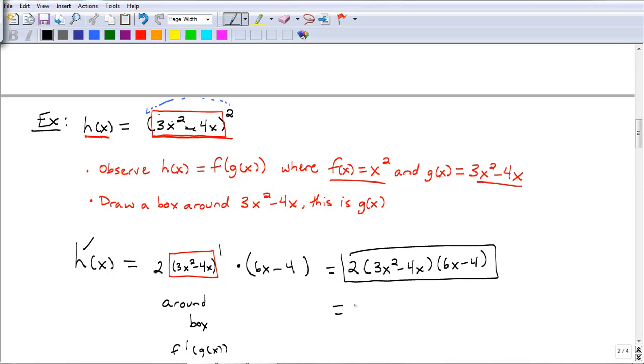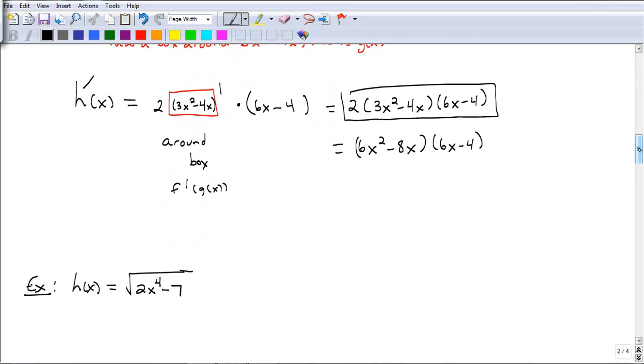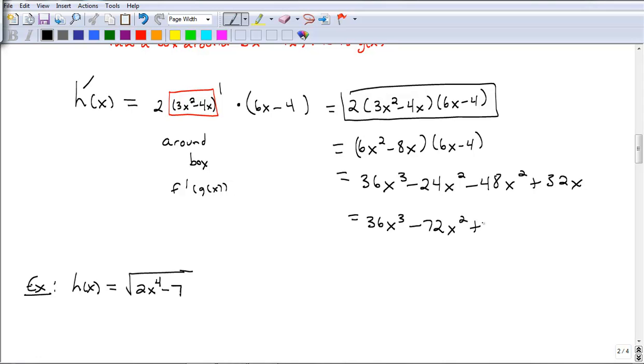Now if you wanted to expand it out, this is 2 times 3x squared minus 4x times 6x minus 4. This is just so I can write it a different way. If you multiply this out, you get 36x cubed minus 24x squared minus 48x squared plus 32x. And so you get 36x cubed, 24 and 48 is 72, x squared. You could also expand it all out if you wanted to, but both of these are correct answers for the derivative.